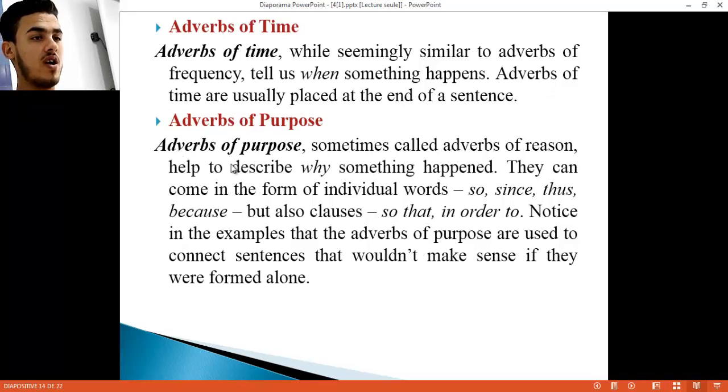Adverbs of reason, sometimes called adverbs of purpose, help to describe why something happened. As we have seen before, the example to what extent. They can come in the form of individual words, so, since, thus, because, but also clauses, so that, in order to. You have to notice in the example that these adverbs are used to connect sentences that wouldn't make sense if they were formed alone. So the adverbs here connect the two sentences to give sense.